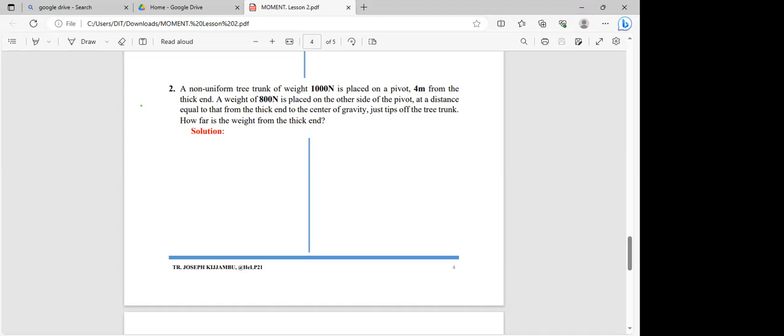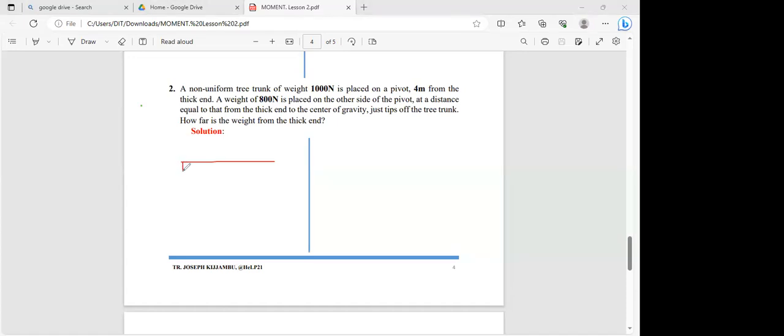Just tips off means that so that one here means that the body at that point was at the center of equilibrium, because that is the only way we can calculate this number, if we assume that at that point, that is where we have our body at equilibrium.